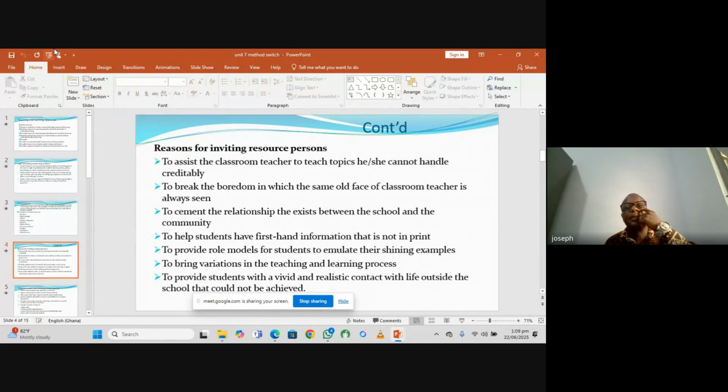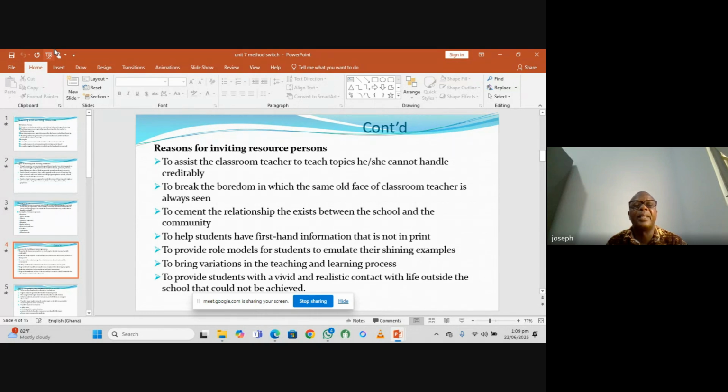Reasons for inviting the resource person. You invite the resource person to assist you, the teacher, to teach a particular topic that you don't have enough information about. You invite the resource person to break the boredom, always that same face, bring in a new face for learners to be happy. So to break the boredom in which the same old face of the class teacher is seen always. So you bring in somebody to at least bring some new life to the students.